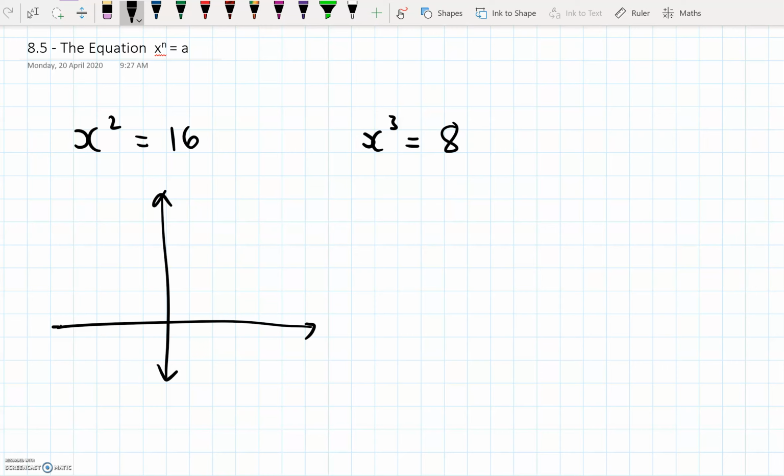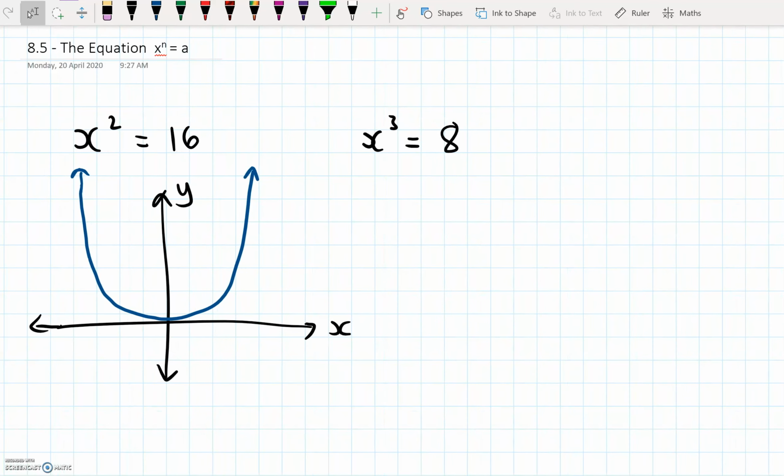is, looking at our coordinate plane, this is our x-axis, this is our y-axis. Okay, so we have an equation for x squared. So look at that as something like this. This is what x squared looks like. Now if we have x squared equals 16, then our second equation that we're looking at is y equals 16.